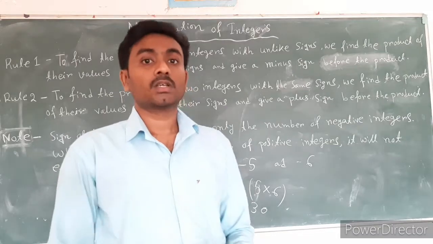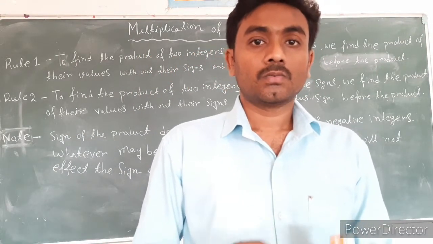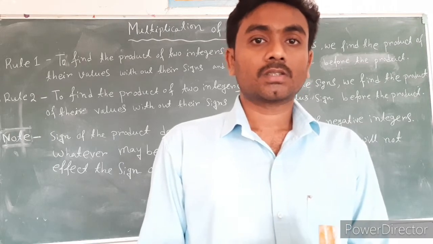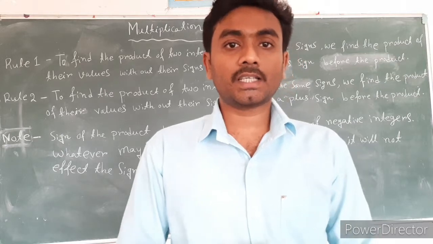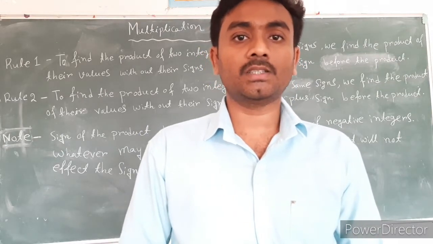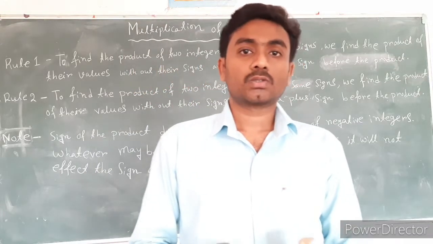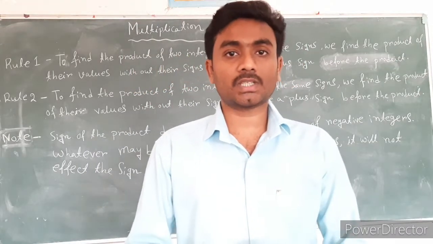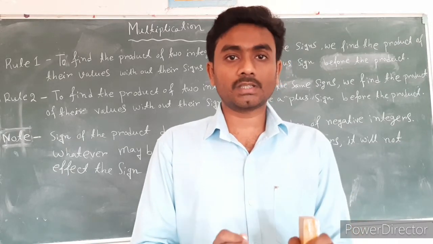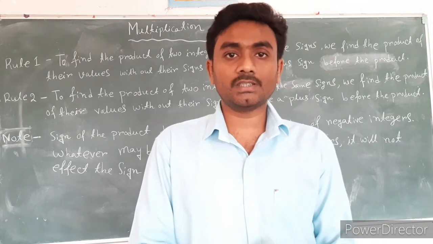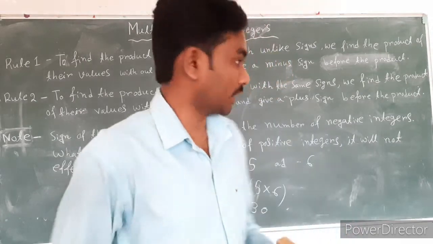So when both integers have different signs, first we multiply the given numbers excluding the sign and take a negative sign before the product. And when we multiply two integers with the same sign, first we multiply the given numbers excluding the sign and take a positive sign before the product.